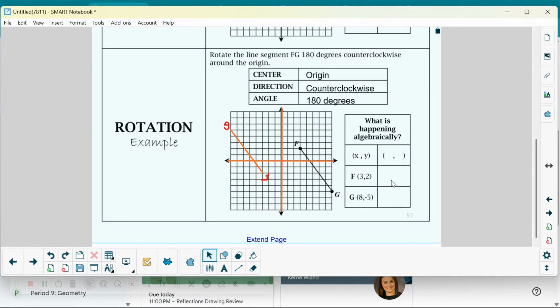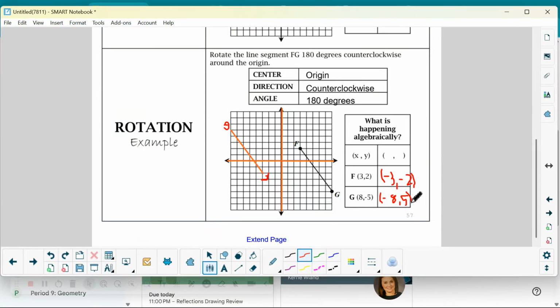So you would put those in. So for example, F prime we said was at -3, -2. So I would go through and I would write -3, comma -2. And then also G was at -8, +5. So I would go through and I would write -8, +5. So that would be your answer for that particular problem.